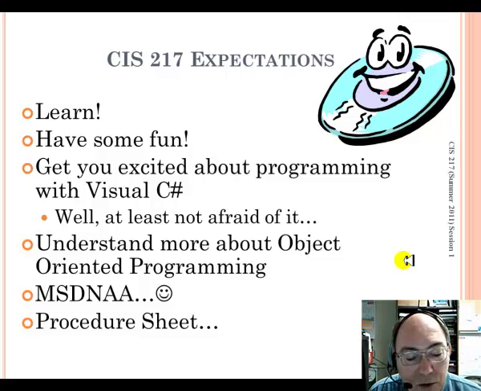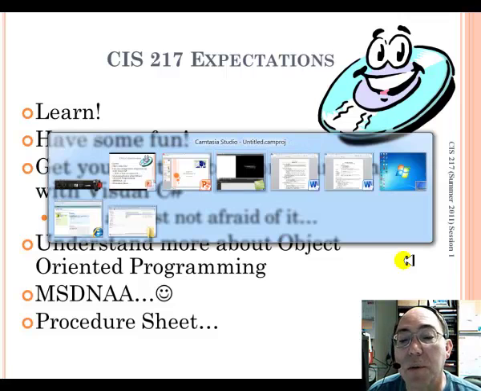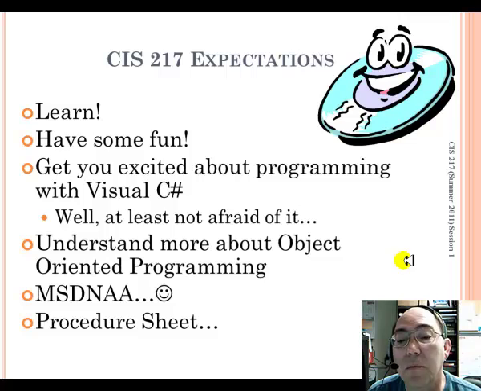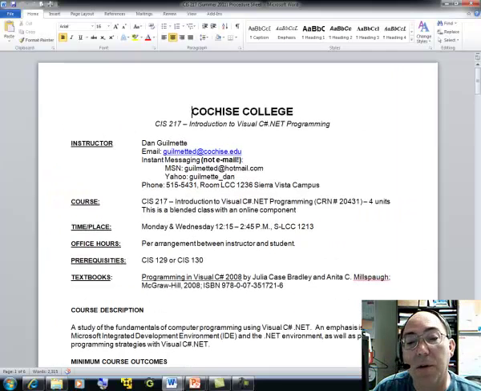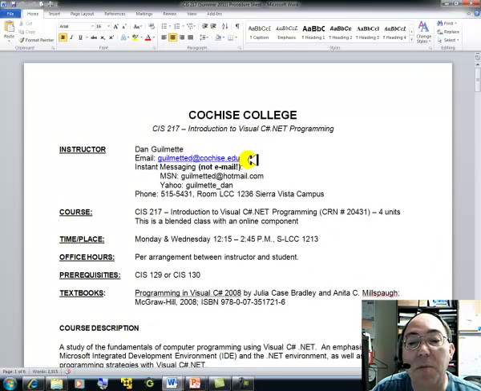Now I want to talk about the procedure sheet. So let me bring up my procedure sheet here. Okay, so here's our procedure sheet. Biggest thing to remember first off is email address. Please make sure that you send it to my college email address, not Hotmail, not Yahoo, not Gmail, or any of the other email addresses I may have. If you haven't received a response from me within 24 to 36 hours, you probably sent it to the wrong one, or for some reason I did not get it. So send it again. Please be aware of that.